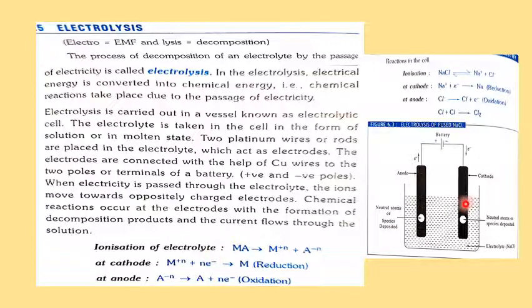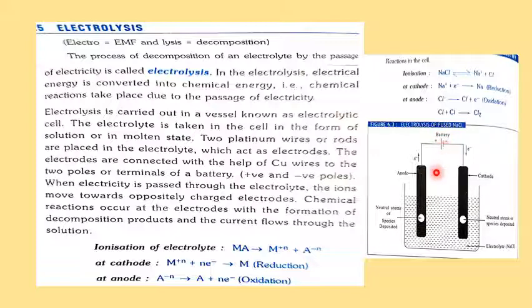Electrolysis is carried out in a vessel known as an electrolytic cell. This is the electrolytic cell. Electrolyte is taken in a vessel in the form of solution or molten state. Two platinum rods are put in the electrolyte solution. Those act as electrodes. One acts as anode, another one acts as cathode. Anode is the positive electrode, cathode is the negative electrode. These two are connected with copper wires to the terminals of a battery, that is, positive and negative terminals.